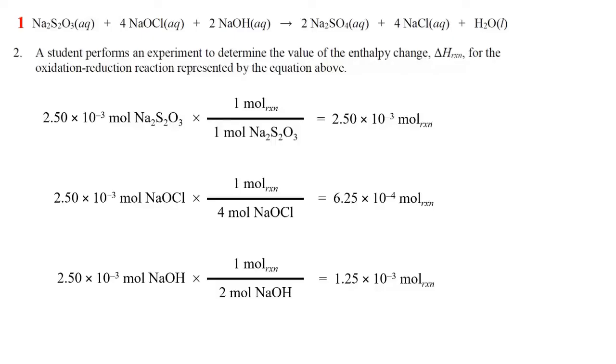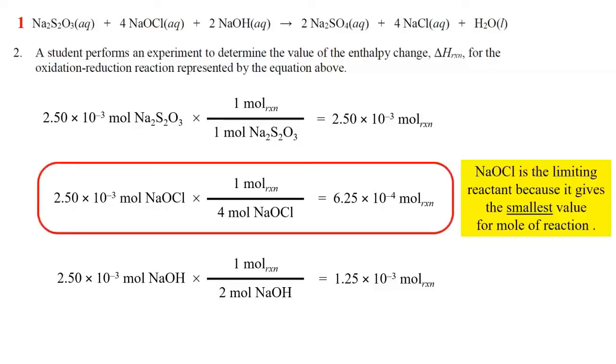Hopefully from this math you can see that if I'm dividing by 1, dividing by 4, and dividing by 2, it's going to be the sodium hypochlorite, the NaOCl, because it has the largest value for its coefficient in this balanced chemical equation. It's going to be my limiting reactant because in my calculations it gives the smallest value for mole of reaction. So we're starting with the same number of moles of each reactant, and we get a smaller amount for mole of reaction coming from NaOCl because we're dividing by the largest coefficient, the largest number.